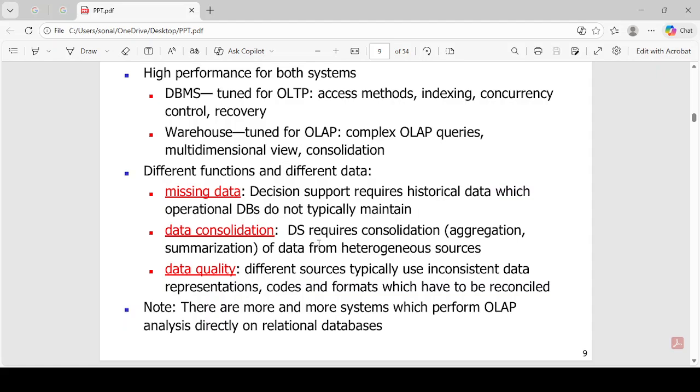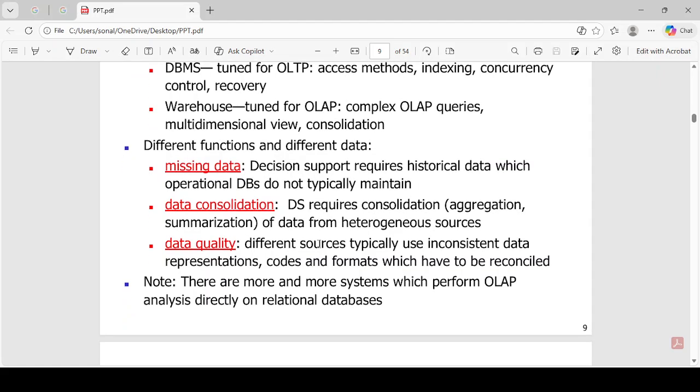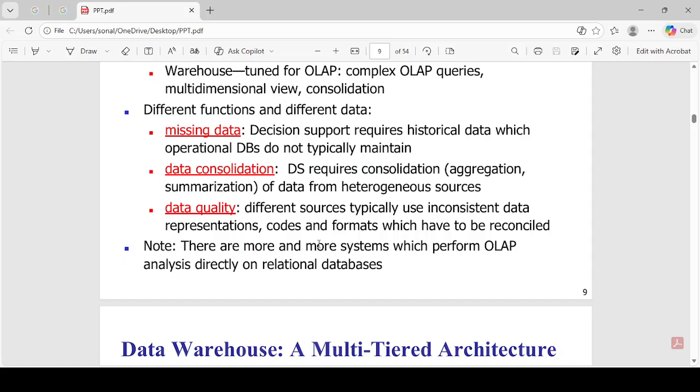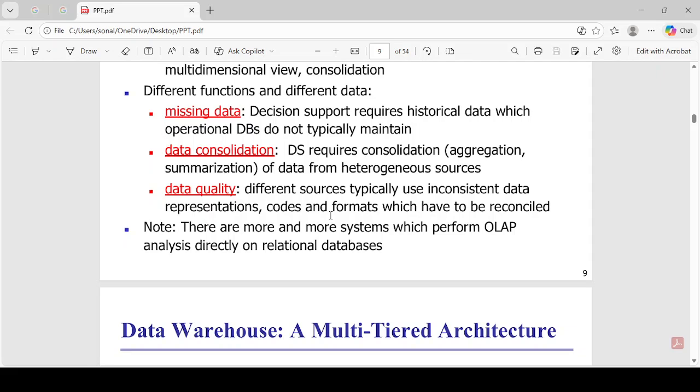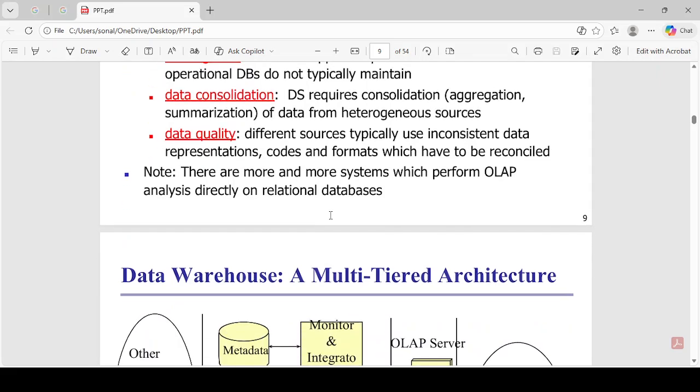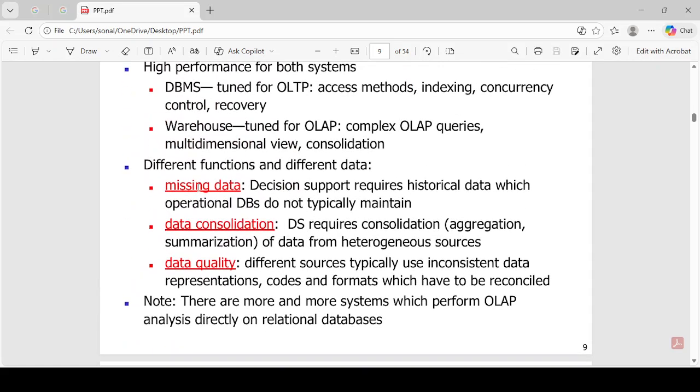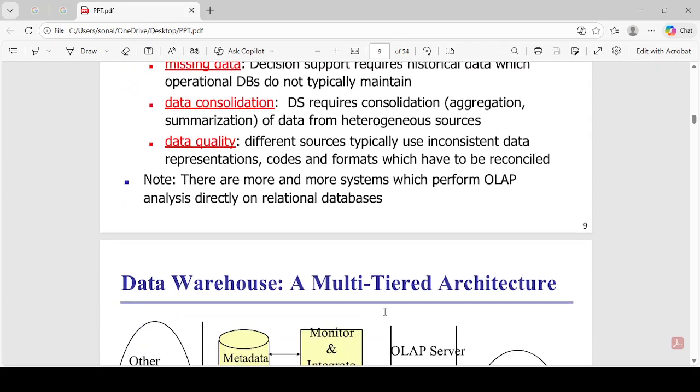Data consolidation: here the system requires consolidation, which means aggregation or summarization of the data from heterogeneous sources. Heterogeneous sources can be of different file formats, such as relational files, Excel files, and other types of files. Then the data quality: the different sources use inconsistent data representations, codes, and formats, which have to be reconciled. Note that more and more systems perform OLAP analysis directly on relational databases.